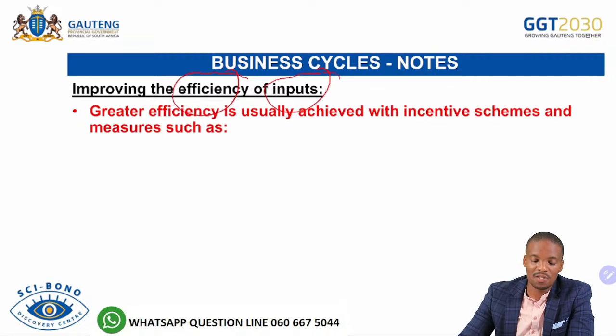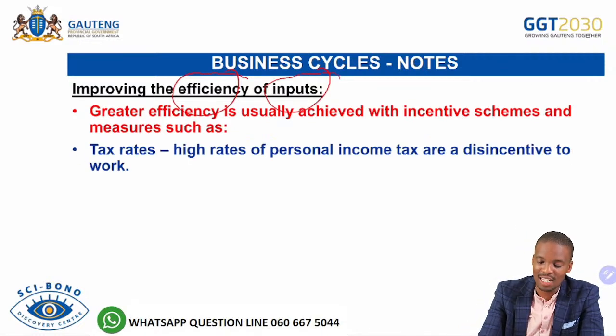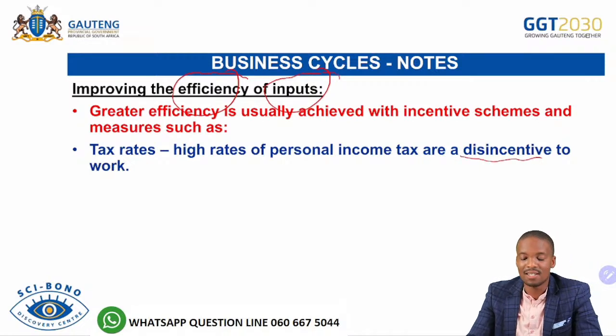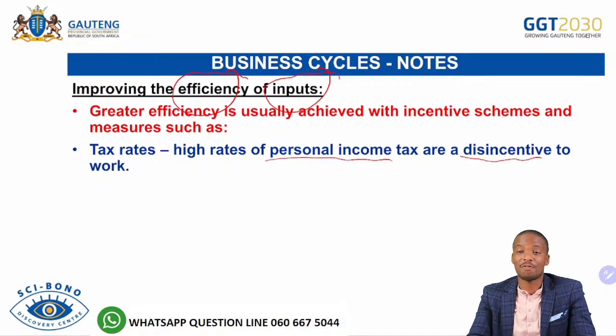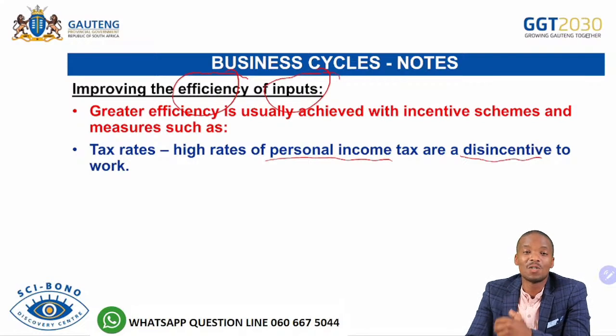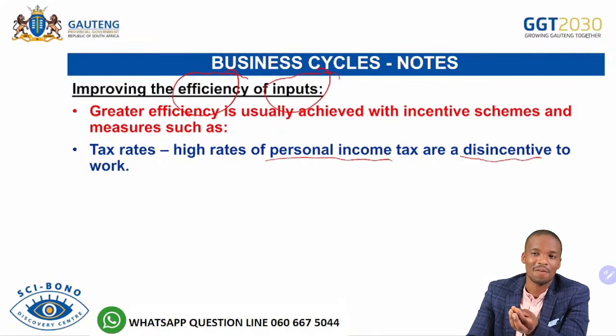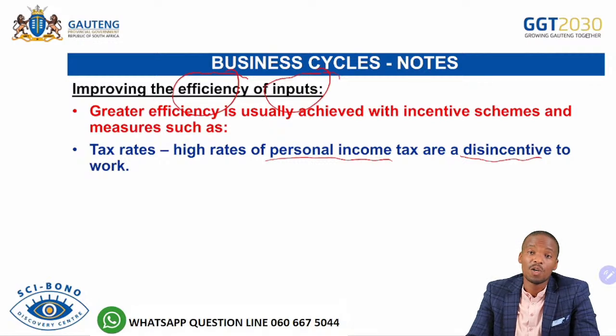Greater efficiency is usually achieved with incentive schemes and measures such as, number one, tax rates. Higher tax rates of personal income tax act as a disincentive to work. So you'll find that we've got skilled labor or skilled human resources. But because the personal income tax is very high, someone will be saying, why do I still need to continue producing, or why do I still need to work? Because I don't see the true value of my salary. If today I buy a loaf of bread, I pay for transport costs, I pay for electricity, all the money is gone. So there's no need for me to continue working.